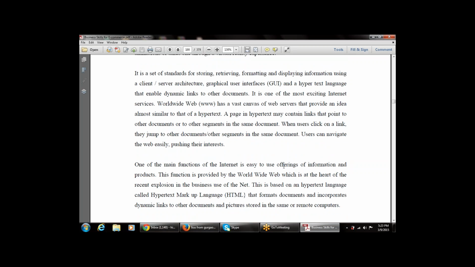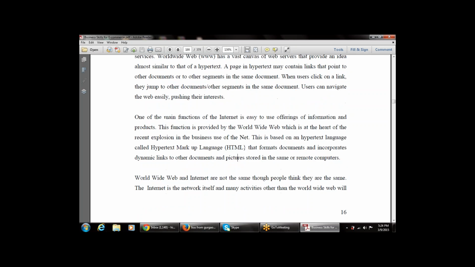That is because of a hypertext language known as HTML. This is a language that uses the linking method, known as the hypertext markup language, that formats a document and incorporates dynamic links to another document. Suppose I am using the language known as HTML; it is helpful in making links to different pages. That is, one can create links with other pages by using the concept of HTML.